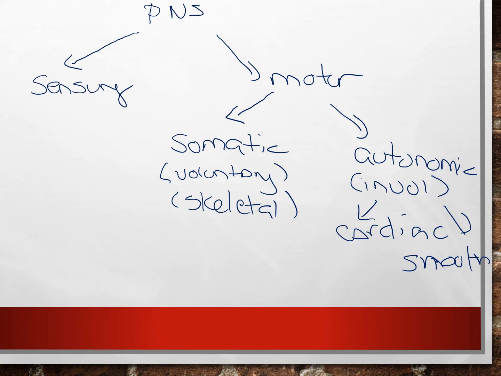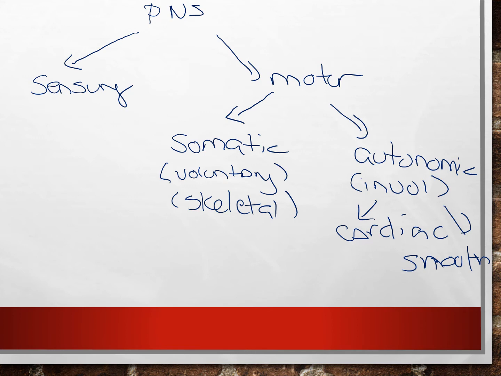So your peripheral nervous system are all the extra nerves, all the nerves that aren't in your brain and spinal cord. If you're a sensory nerve, you're going to carry information to the brain. If you're a motor nerve, you're going to carry information from the brain. So you're probably going to a muscle of some type. In the case of the somatic, you're going to a skeletal muscle. So you are voluntary. In the case of the autonomic, you are involuntary. So we're going to the cardiac muscle or we're going to the smooth muscle.